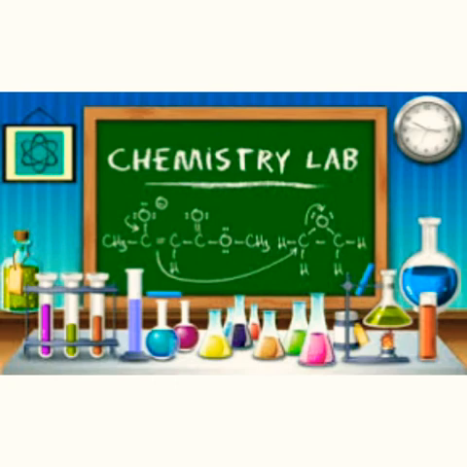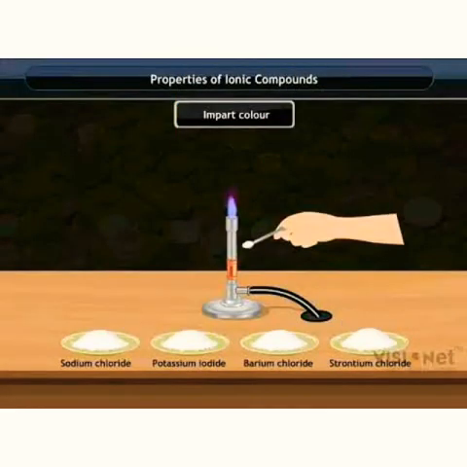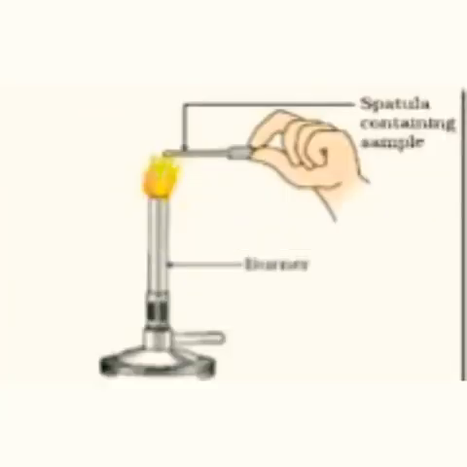For the activity, we need to collect some salts from the science laboratory. I welcome all of you to our science lab. Take samples of sodium chloride, potassium iodide, barium chloride or any other salt from the science laboratory. Take a small amount of a sample on a metal spatula and heat directly on the flame. Repeat with all the examples.